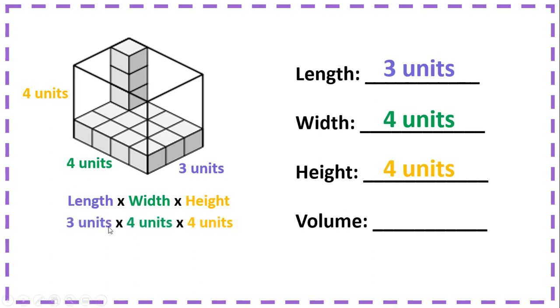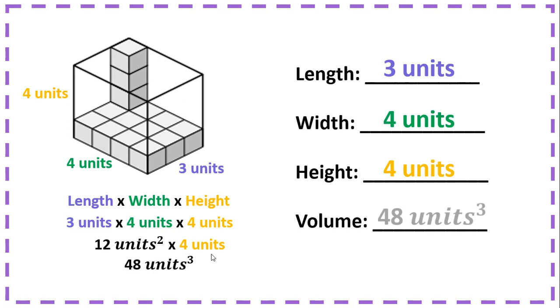Here we have 3 units times 4 units to find the total number of units used on the bottom base. 3 units times 4 units is 12 units squared. Now we're going to multiply the base, which is 12 units squared, times the total number of layers, or the height, which is 4 units. 12 units squared times 4 units is 48 cubic units. So the volume is 48 cubic units.